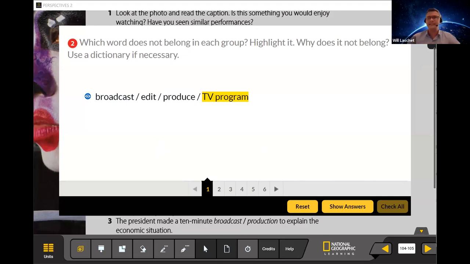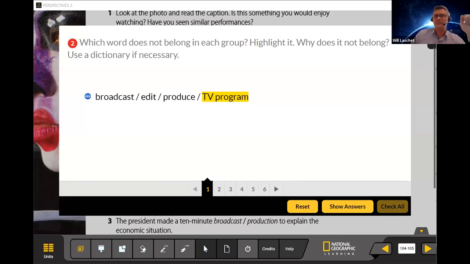Okay, great. It says here, all of them are verbs except this one. Arlene says it's a noun. That's interesting, and I agree with you. TV program is a noun, and broadcast, edit, and produce are all verbs which go into the process of making a TV program or showing the TV program. So we could say TV program, and that would be the correct answer.